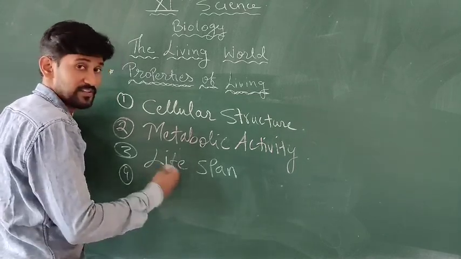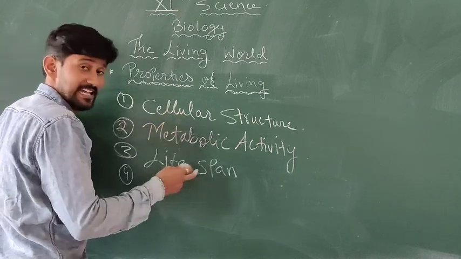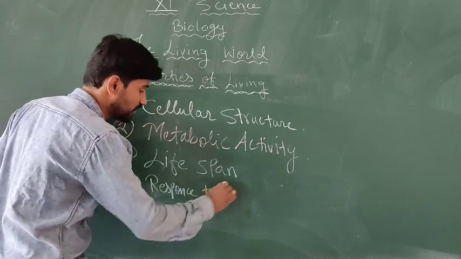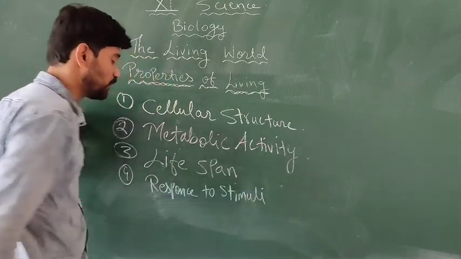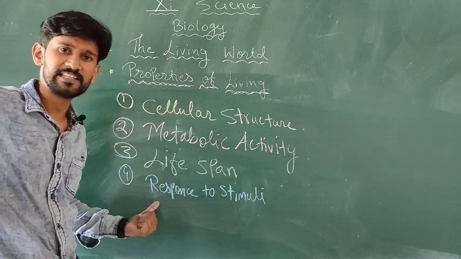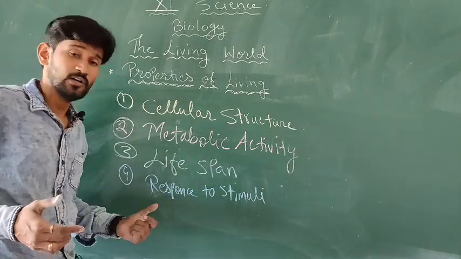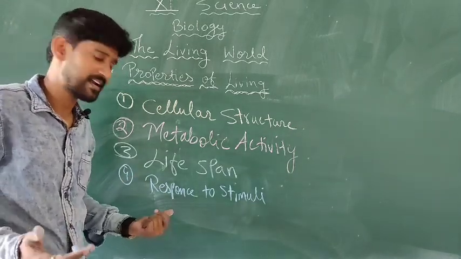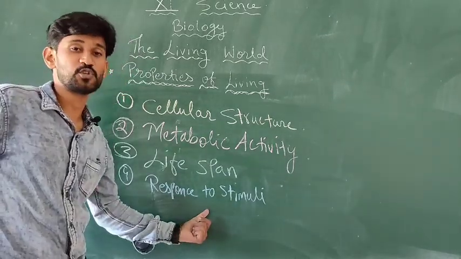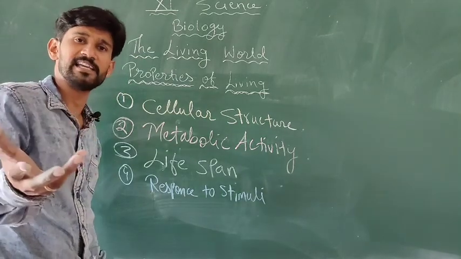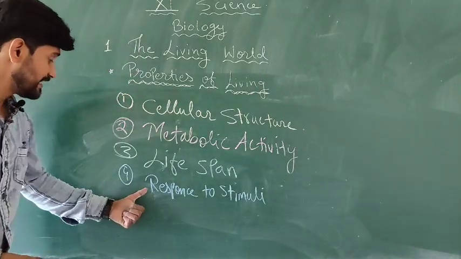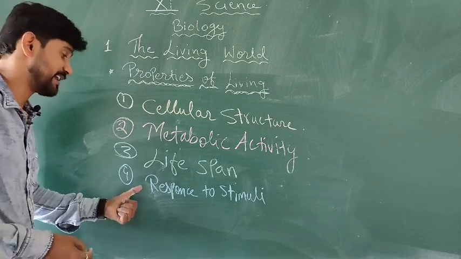Next, the definitive properties of living that we are seeing are cellular structure, metabolic activity, lifespan, and after that, response to stimuli. What is meant by response to stimuli? Depending upon the climatic condition, we respond. When it is cold, we wear a sweater. If it feels hot, we wear white clothes. So we see our response to stimuli with the environment. Non-living things have no response to stimuli; whether cold or hot, they are never affected. Okay, this is the fourth property of living: response to stimuli.